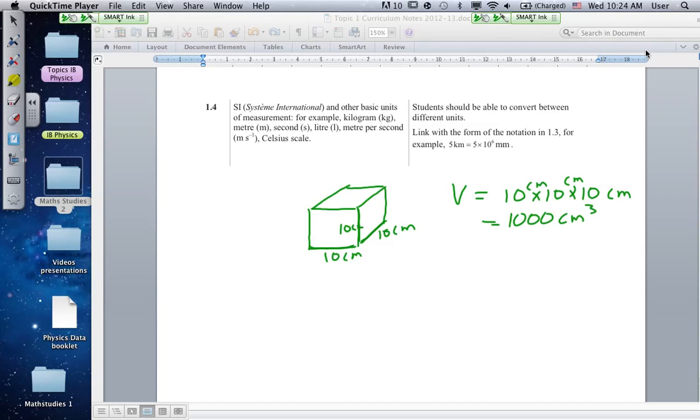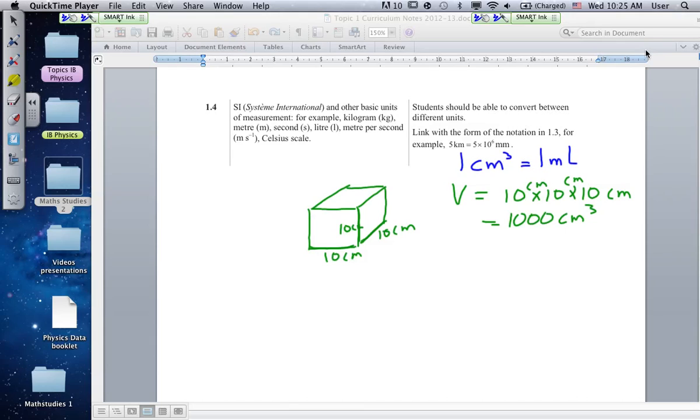Now, just by way of interest, 1 centimeter cubed is the same as 1 milliliter. So when you say a milliliter, you are saying 1 centimeter cubed. 1 centimeter by 1 centimeter by 1 centimeter is a milliliter.